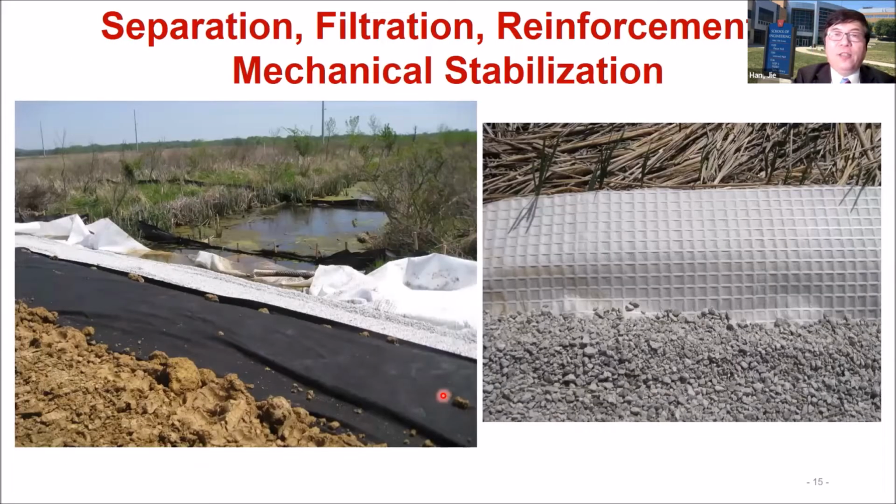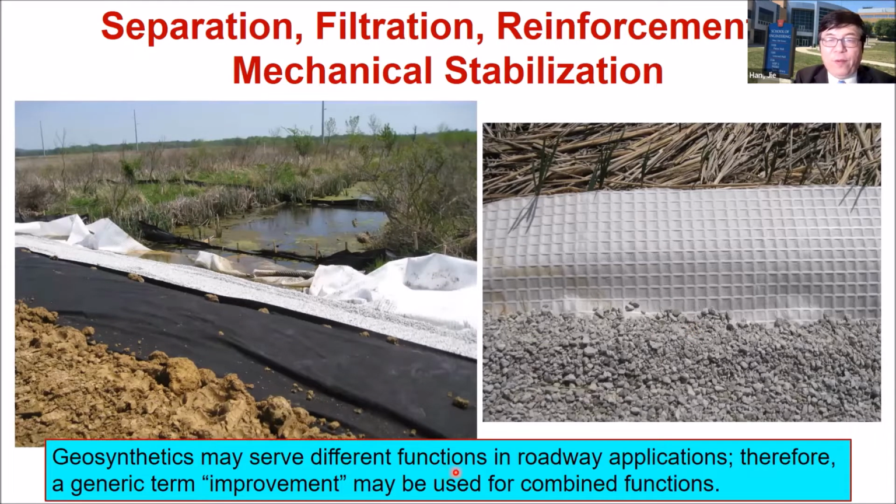Now, in real application, you may have a situation with geosynthetic used for different functions. You may use it as a separation, you may use it as a filtration, you may use it as drainage, you may use it as a mechanical stabilization. So for this case, as you can see, in this wetland, they place the geotextile first to provide the separation, then this is the granular material, and this is also geotextile here. Actually, this is a composite material as you see here, that uses Geogrid to provide the mechanical stabilization and geotextile to provide the function of separation. The geosynthetic may serve different functions in the roadway application. The generic term improvement may be used for combined functions.